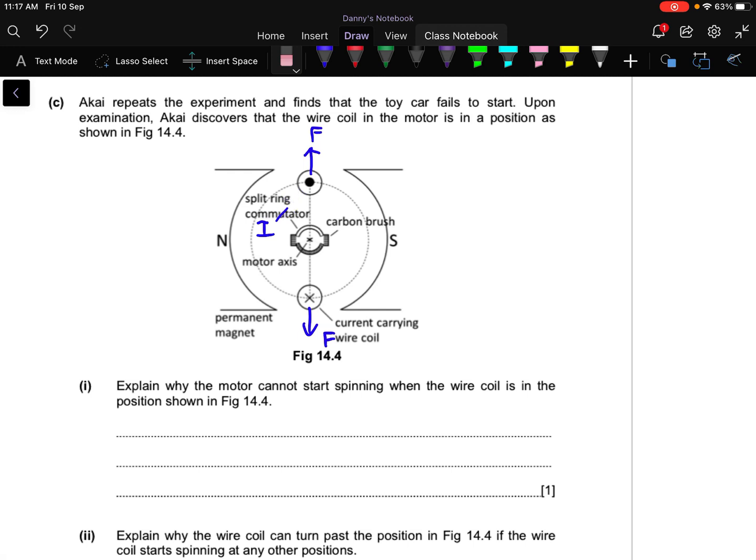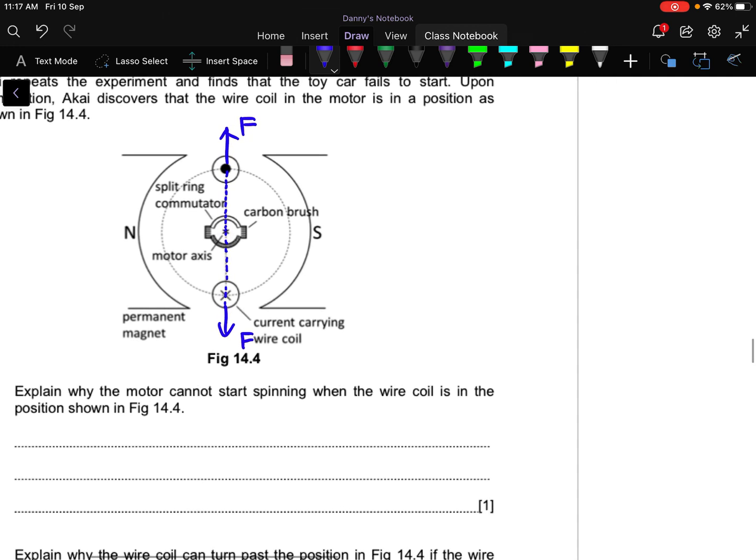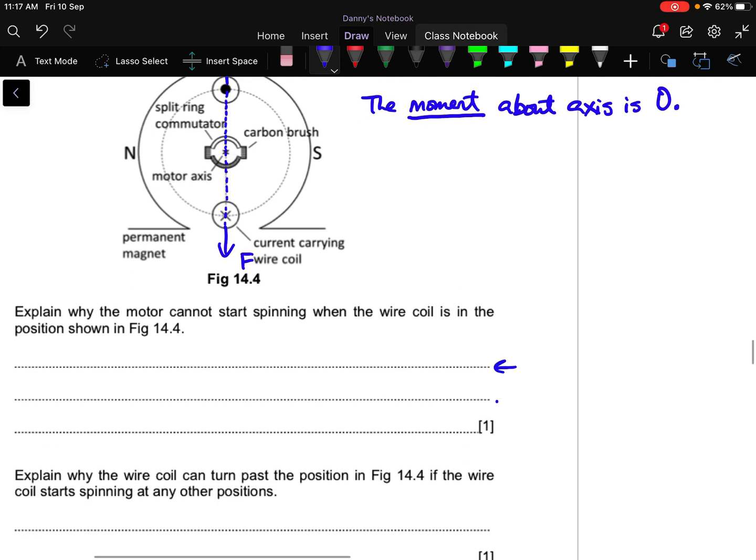So if you belong to the first group of students, you believe that there is still current flowing through the wire coil, then what you can see is that at this particular position, there is no moment, even though there is a force. And that is because if you draw the line of action, it actually cuts the pivot, and that will give you a zero perpendicular distance. So if you want to do approach A, you will then need to be very clear that the moment, remember whenever you say moment, you must tell me about which reference point. So about the axis, it's 0.